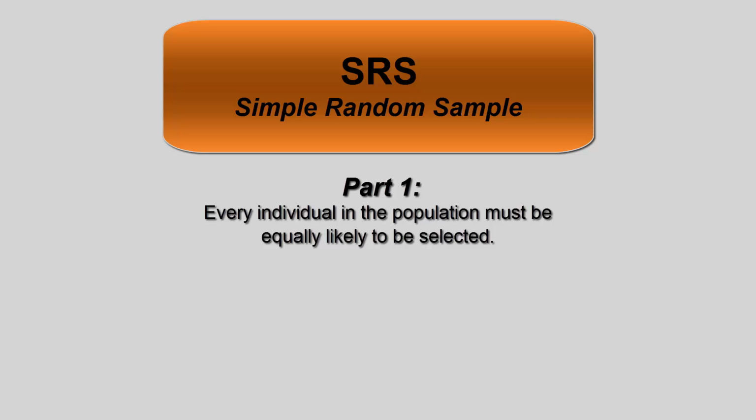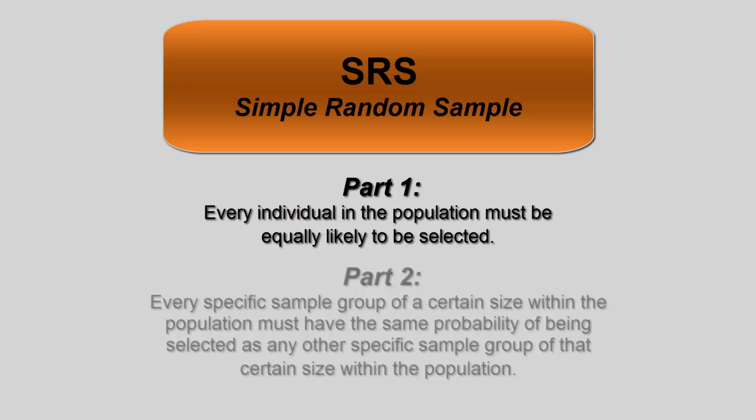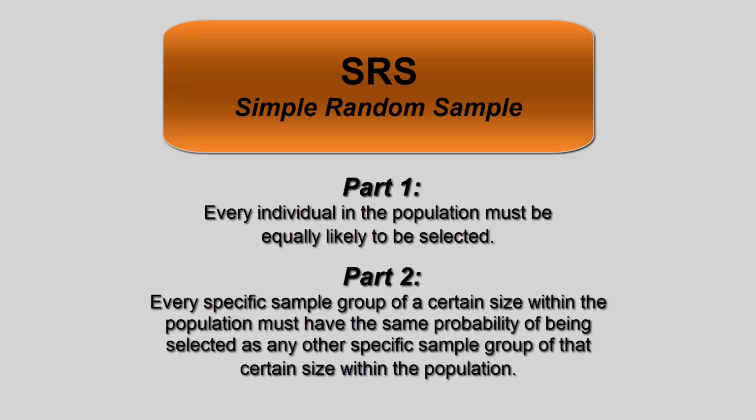Definition. Part 1: every individual in the population must be equally likely to be selected. And Part 2: every specific sample group of a certain size within the population must have the same probability of being selected as any other specific sample group of that certain size within the population.